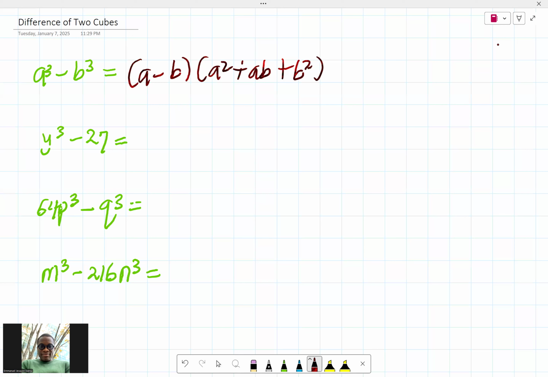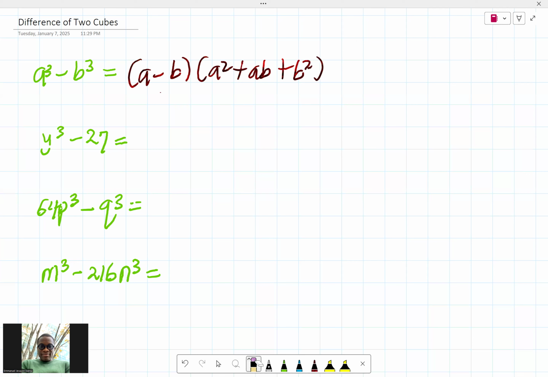Now the only difference here is that when you had a cube plus b cube, the sign is plus, and then the sign is minus here. But now that it's minus, in the first bracket you have minus, so here it's minus now and plus, but previously it's plus and minus. So when it's minus, minus comes first, and it goes on like that.